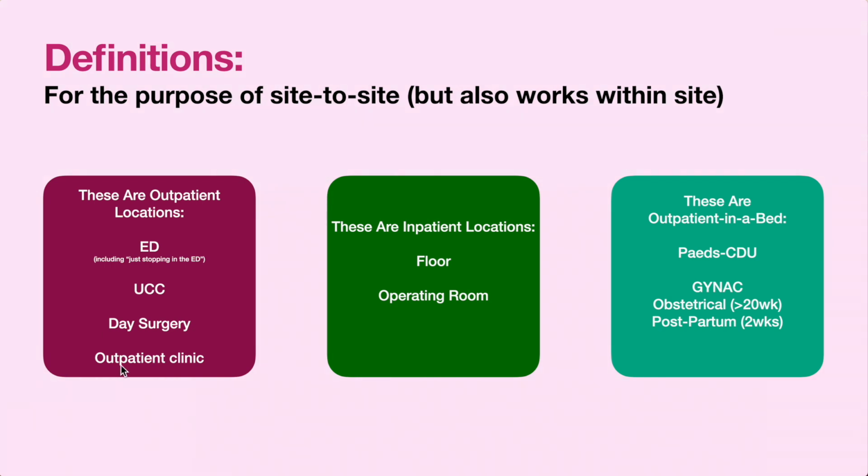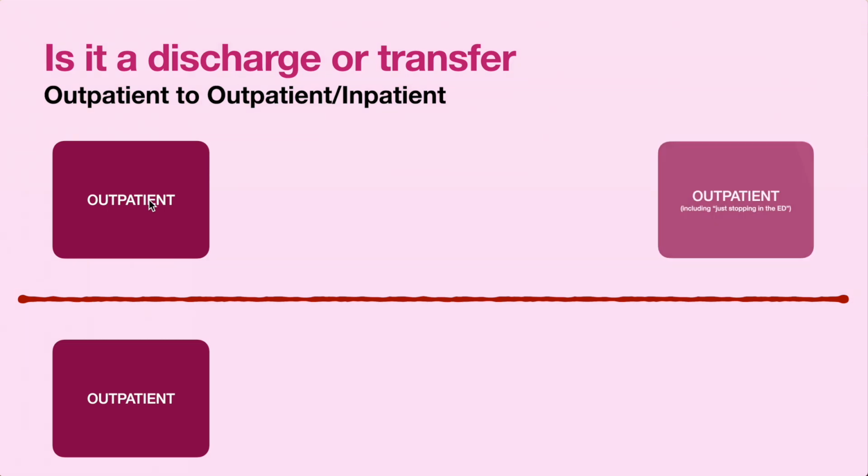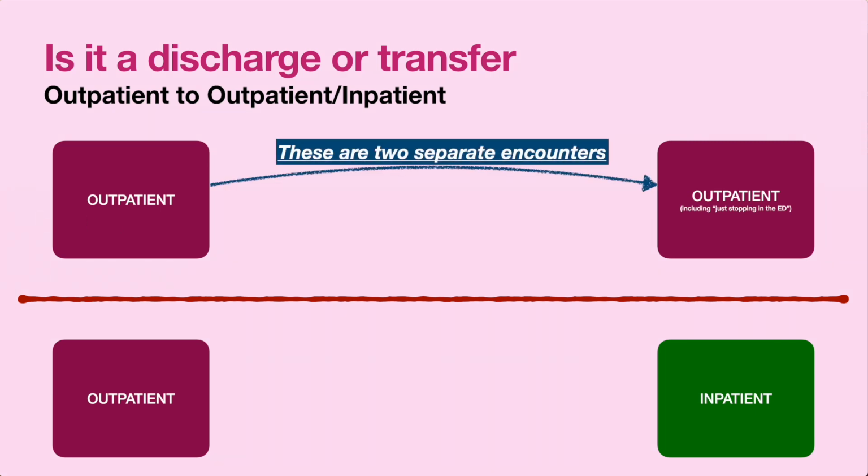Now that we have established these definitions, let's talk about patient movement between these. We're going to start at an outpatient location, more than likely an ED, but could be a UCC. From there, we're going to move patients either to another outpatient, including just stopping in the ED, or to an inpatient. In the first case, these are two separate encounters. They have to be two separate encounters, which means your steps are, first, the ER doc puts a discharge order with a transfer to another site.